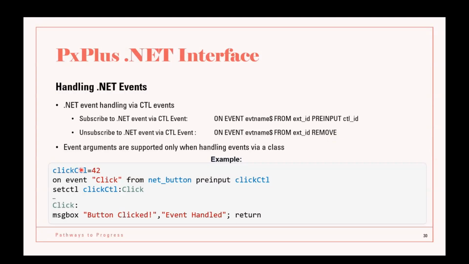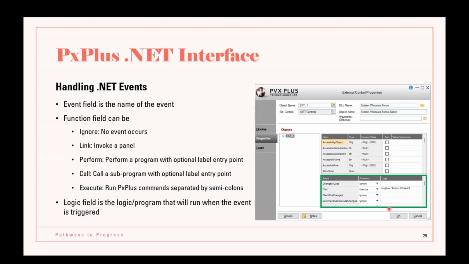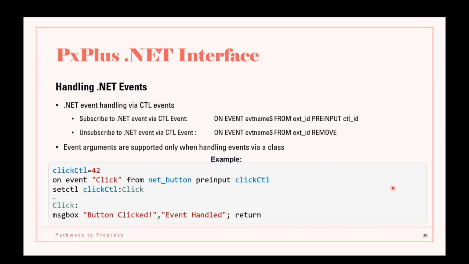A very simple example of this: I'm going to define a click CTL as 42, and then I'm going to do onEvent click from net button, pre-input, click CTL. And then I'm going to set up a CTL listener for CTL 42 and make it run the code at label click. All this code will do is bring up a message box. And if we look at what I did in Nomads, it's the same thing. We're subscribing to the click event and just running a message box, as a very simple example.